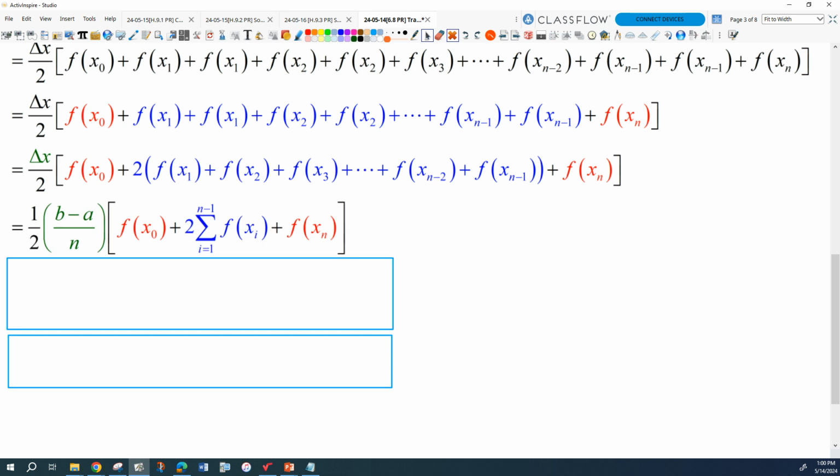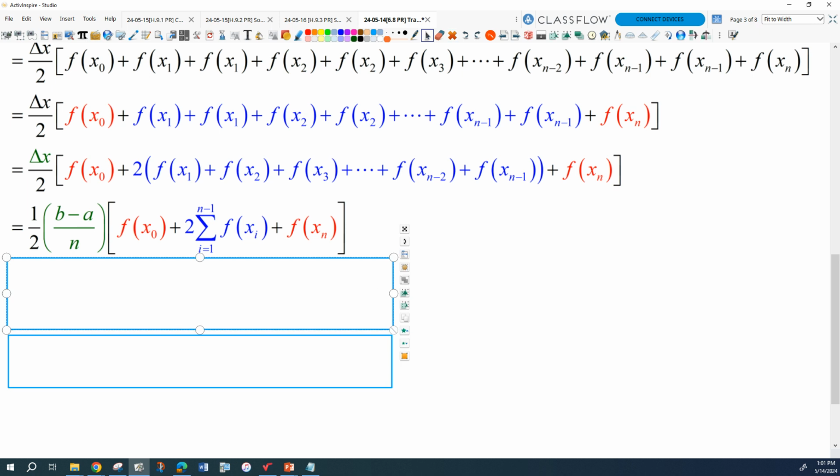So we could just do that. Look at that. That is the trapezoidal rule right there. We get 1/2 times delta x, which is just b minus a over n, times f of x sub 0 plus 2 times the interior sum, 2 times f of x sub I as I goes from 1 to n minus 1, plus f of x sub n.